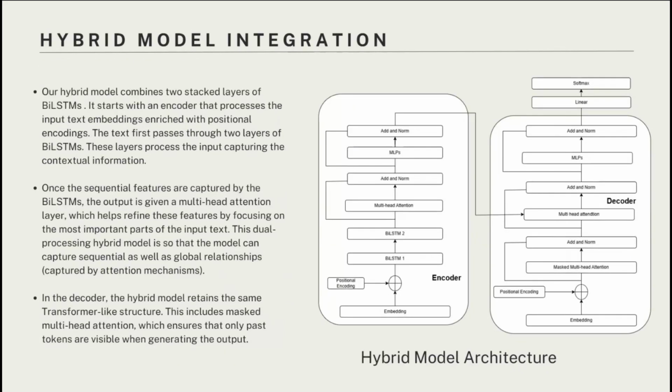For our hybrid model, we combine two stacked layers of BiLSTMs. So it starts with an encoder that processes input text with positional encodings, and the text first passes through two layers of BiLSTMs. After processing the input and capturing the information, the output of the BiLSTM is given to the transformer, which is the multi-head attention layer with add and norm and MLP layers. This dual model is so that the model can help us capture sequential as well as global relationships. And for the decoder, our hybrid model follows the same structure as the transformer. Let's take a look at the results.